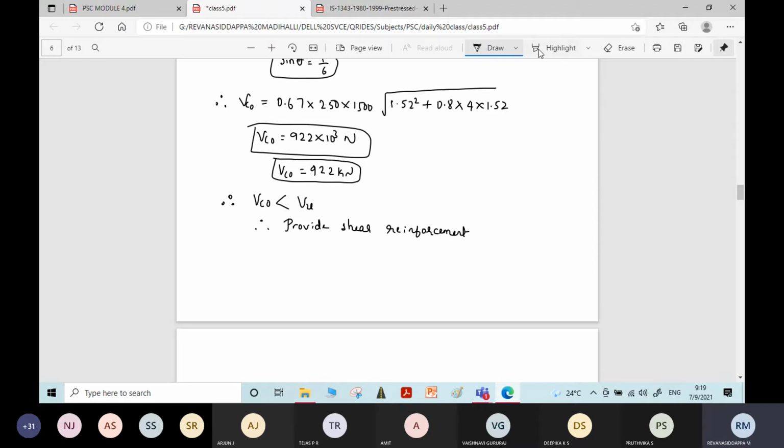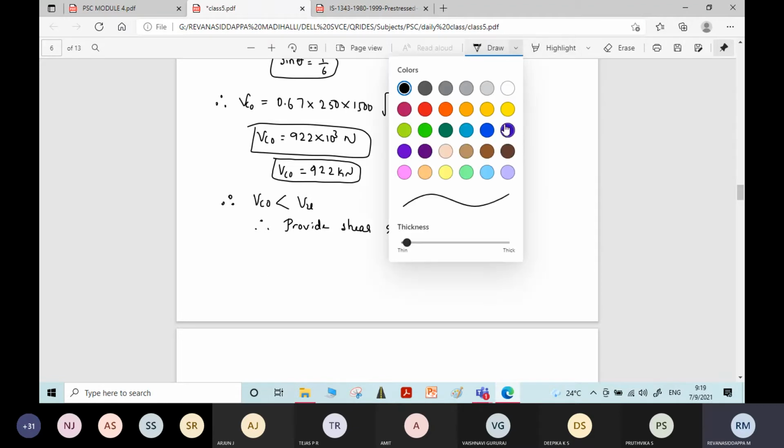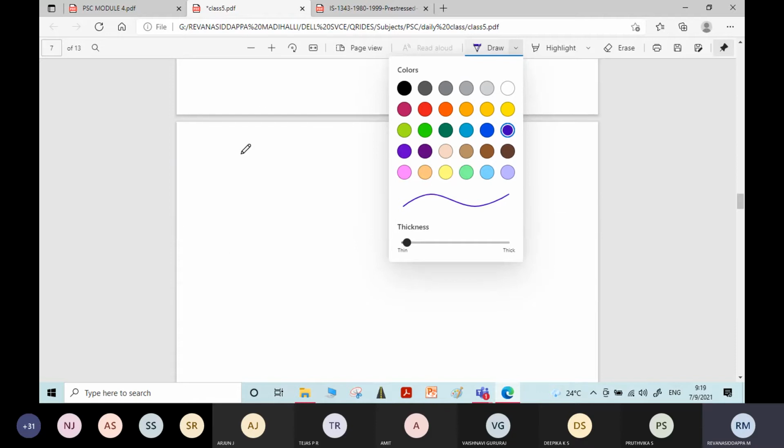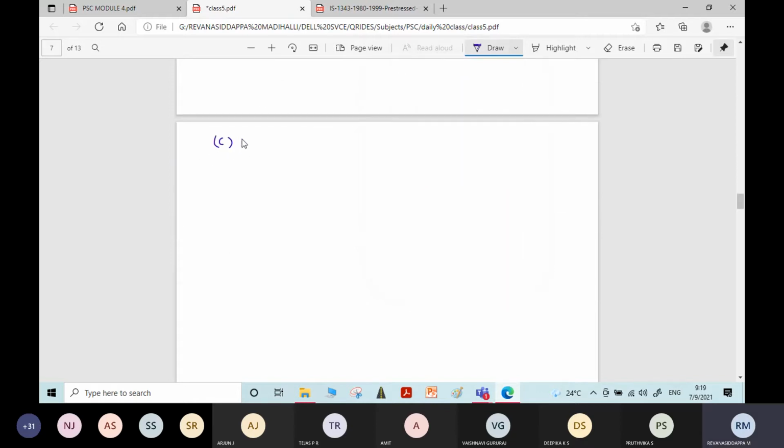What is the next step now? Next step is to design the shear reinforcement. Step C. Design of shear reinforcement.